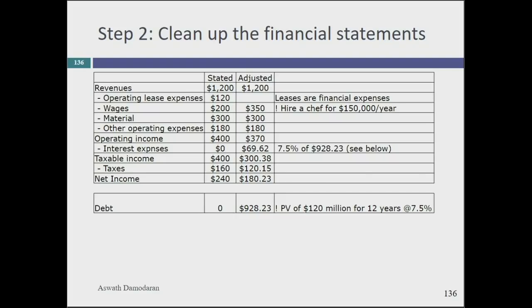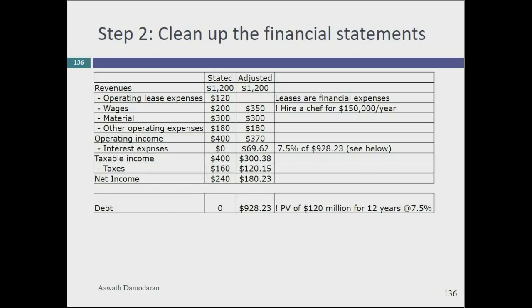Now let me clean up the financial statements. One part of the cleaning up is pretty simple. I hired a chef. Let's say I could get a chef for $150,000 a year. So that reduces my operating income. I also capitalize leases. Why do I do that? Because that's what I should be doing at every company. Private companies are not exempt from it. So I capitalize the leases and I hire a chef.